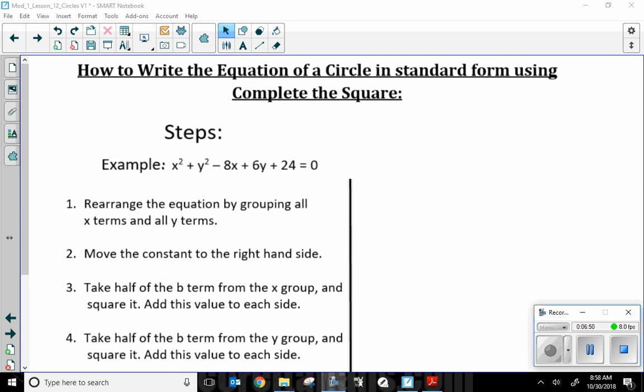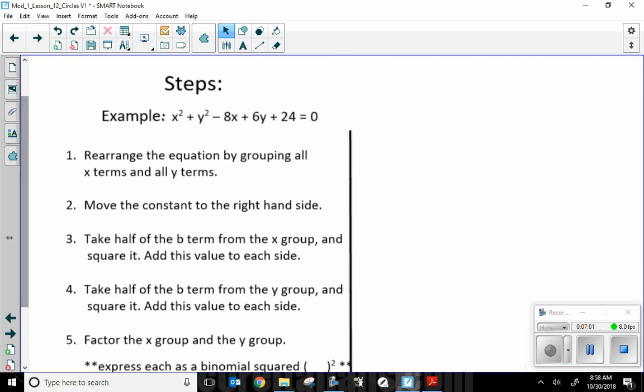So let's go through the steps on how to write the equation of a circle in standard form using completing the square. Okay, so we have these steps down here, and you can take notes anywhere you want. Whatever you need to write to yourself to help you remember this, fine. These are all just general guidelines, and they're pretty good.